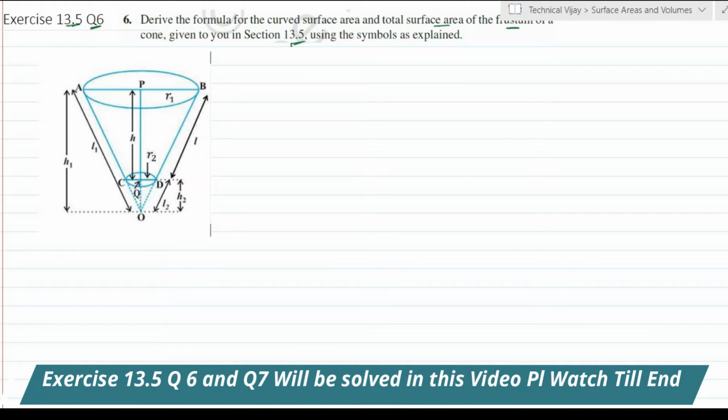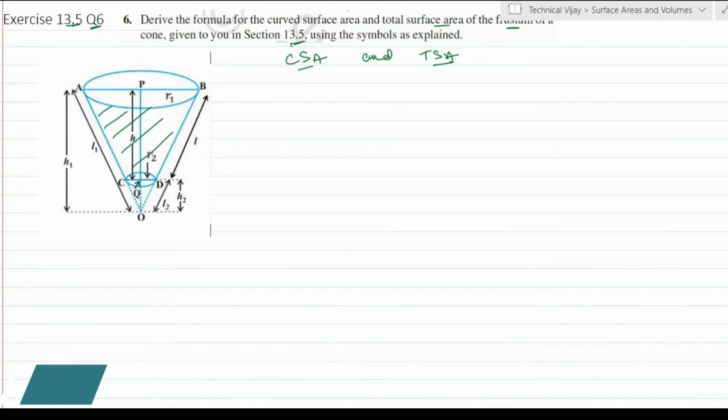We have to derive the formula for curved surface area and total surface area. So what is the difference between curved surface area and total surface area? The curved surface area is the surface area belonging to this curved portion only. Total surface area is equal to curved surface area plus top area plus bottom area. There are two circular portions, this top area plus this bottom area. This is the difference between curved surface area and total surface area.